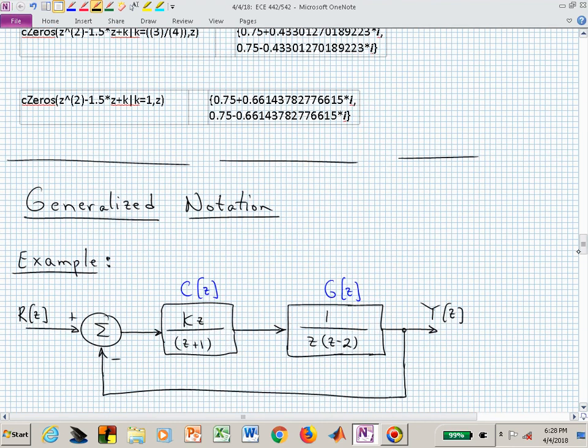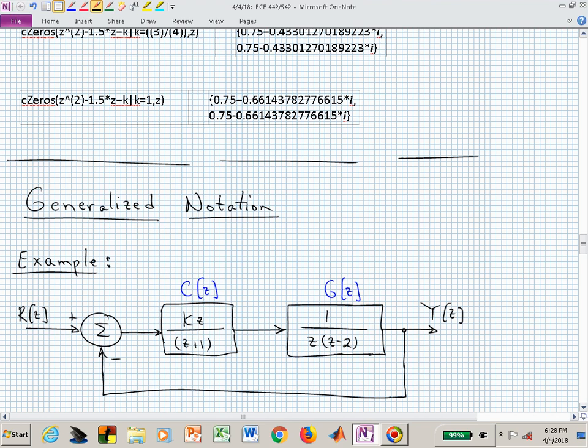Here's our generalized notation that we're going to assume exists in this class. Suppose somebody has a controller that's a ratio of polynomials, zero factors and pole factors, and we have a plant or a system, G, that also has pole and zero factors.